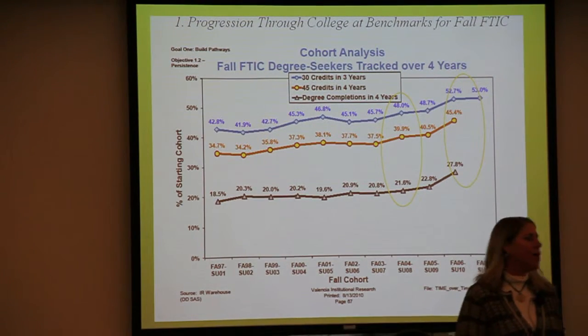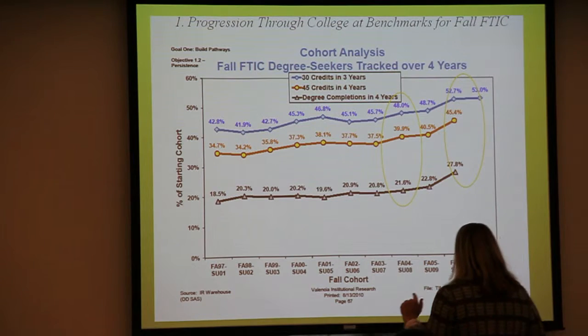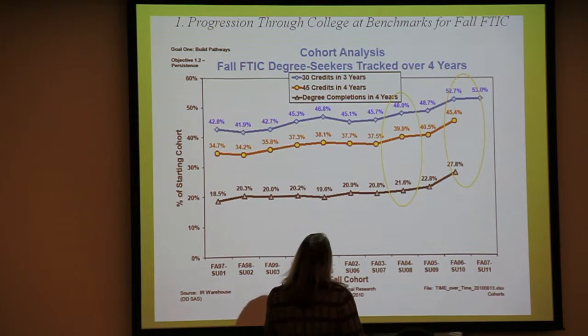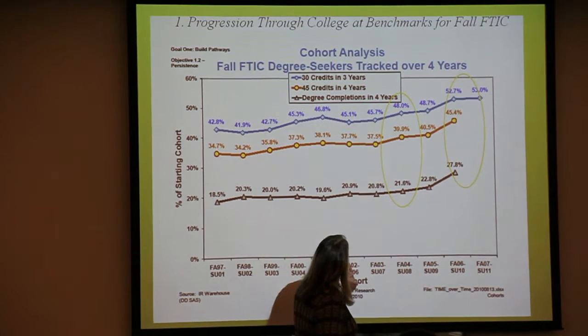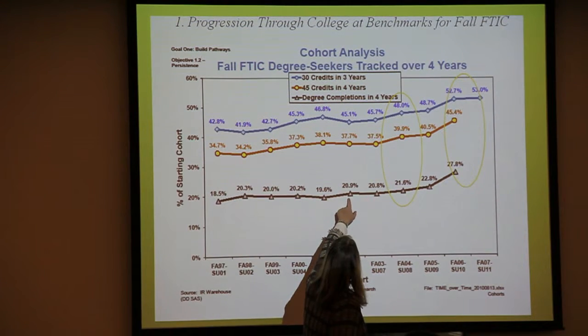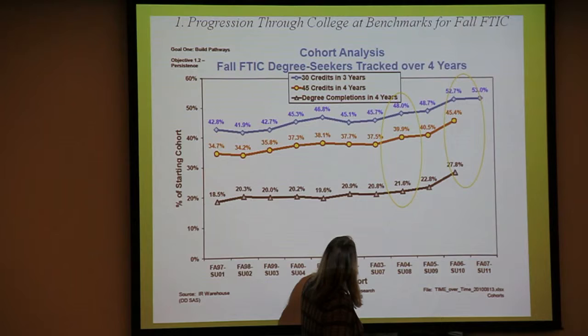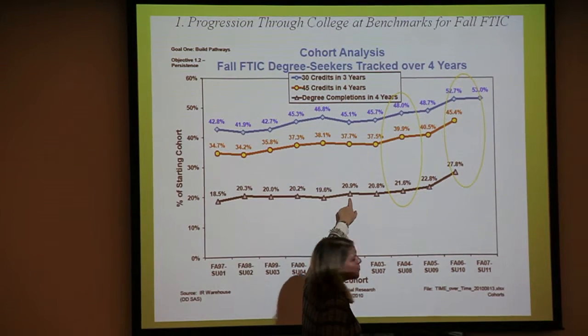So our Banner implementation year, that's even more important. When we put Banner into effect, that was this year. See how we had the blip? But not down here in terms of degree completion, right? This was the 02. You can see degree completion went up.